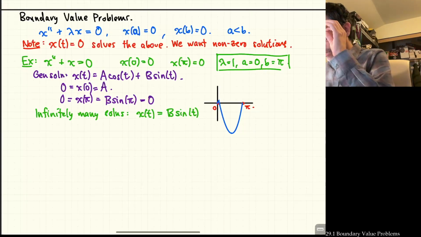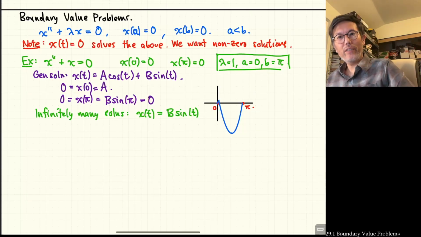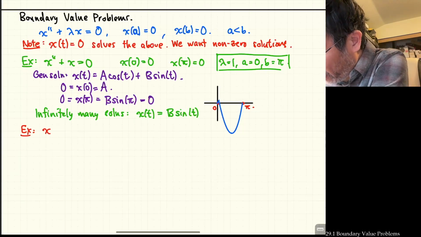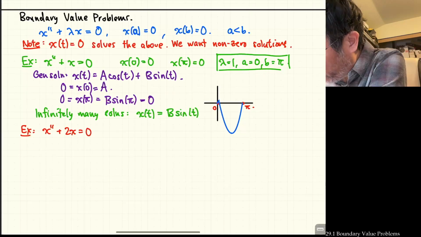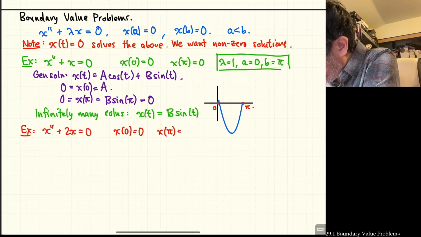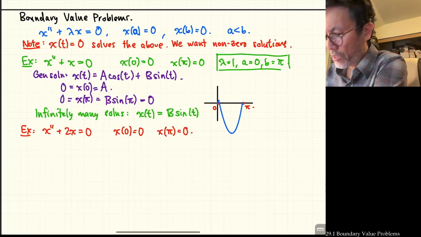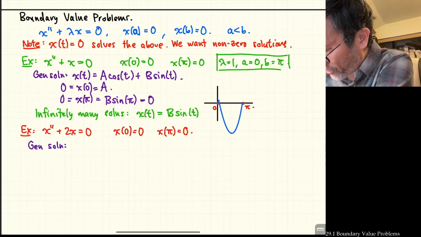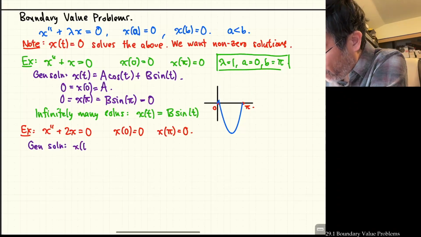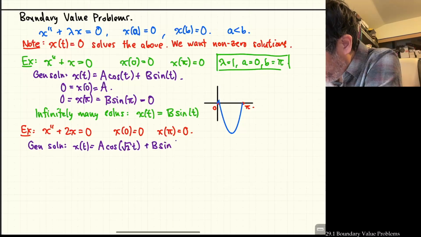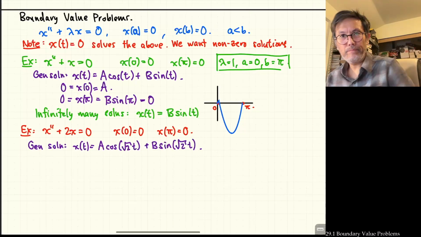Okay? Cool. Now, let's look at another example. Let's look at x double prime plus 2x equals 0 with the exact same boundary conditions. Then you can check, just as before, that the general solution to the differential equation alone is x of t equals a cosine square root of 2t plus b sine square root of 2t.